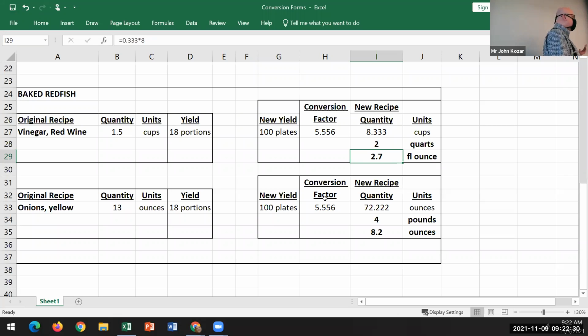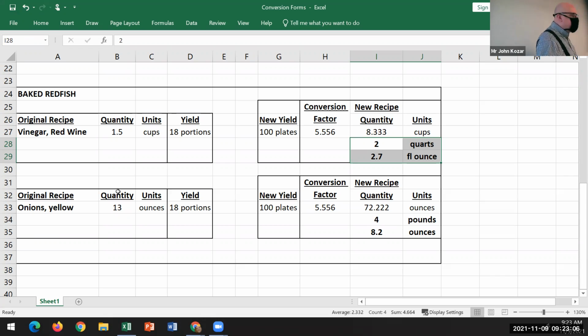So depending on the ingredients, what you're making, you might eventually round that down to 2 ounces or round it up to 3 ounces, depending on how much that could possibly affect the final outcome of this. Okay, so again, we went from this 8.33 cups and then combined, that adds up to 2 quarts and 2.7 fluid ounces.